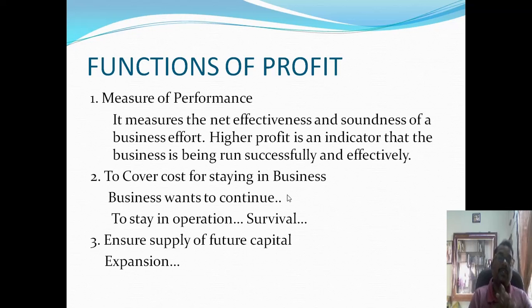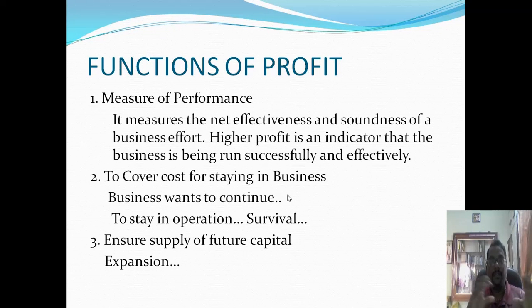Okay, and also the profit should ensure supply of future capital. If you are having profit, first year profit, second year profit, third year profit, okay, but now you are going to expand your business, you need cash surplus. So where do you get this cash surplus? By way of increasing the profit. So when you are having the profits on your own, by using the profit, you can expand the future business operations. Okay, so these are the important functions of profit.